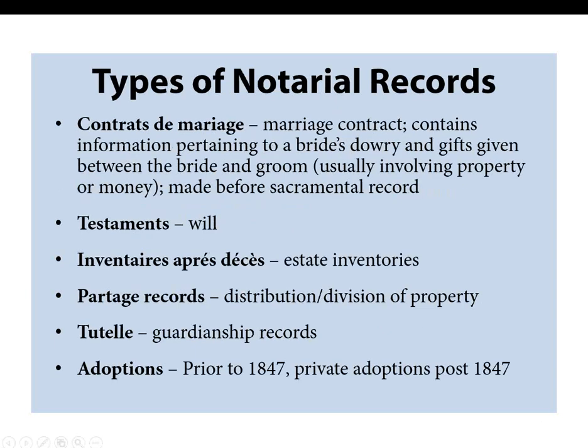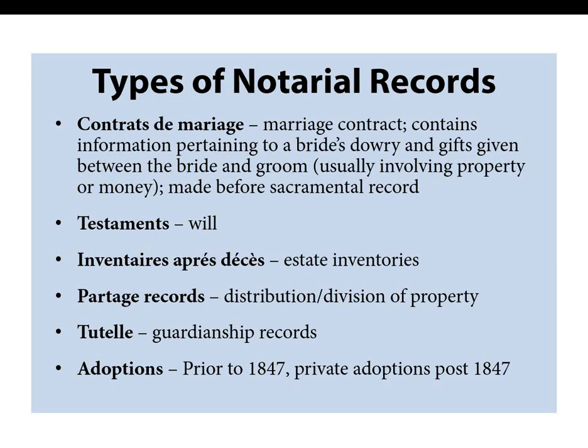So let's take a look at some different types of notarial records. As I said before, there are many different types, but these are just some of the more common records that you'll uncover. One of the most important types of notarial records is the marriage contract, which was generally written just a few days before a marriage. The marriage contract can provide really important data, including the birthplace of the bride and the groom, if either party's parents were living at the time of the marriage, as well as some information pertaining to the bride's dowry.